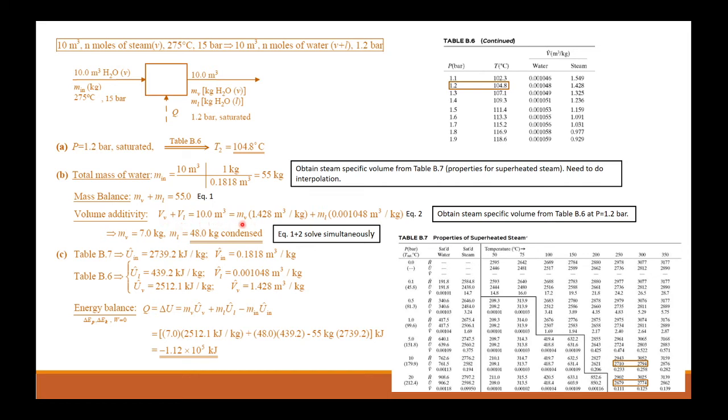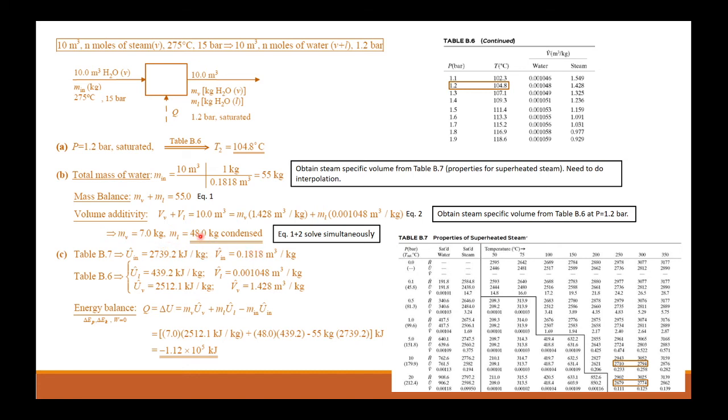So convert this as well, in which we need to multiply the mass of your vapor coming out with its specific volume and the mass of the water in liquid phase coming out with its specific volume. We can obtain this from table B6 at pressure 1.2 bar, which is these two values here. Substitute it in. So we have equation 1 here and equation 2 here. We can simply solve them simultaneously to solve for MV and ML.